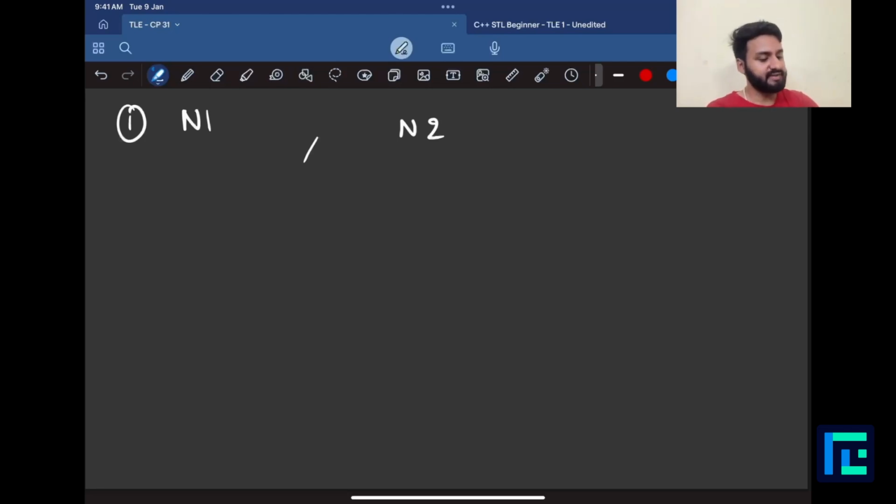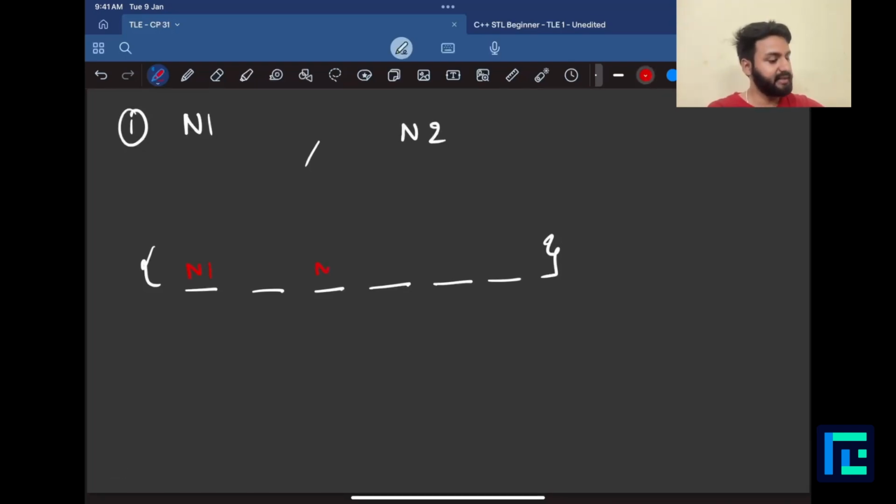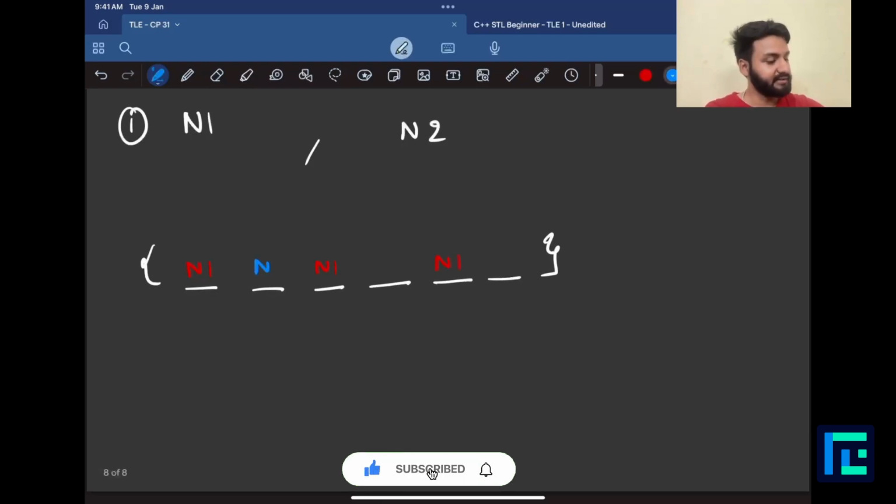Let's say you have this array and let's say you have 6 positions, 1, 2, 3, 4, 5, 6. Then effectively what do you want? You want n1 to fall at this place, and this place. And let's say n2 falls at this place, and this place. Now this is an array of size 6, by the way. Let's take one more example for a better understanding.